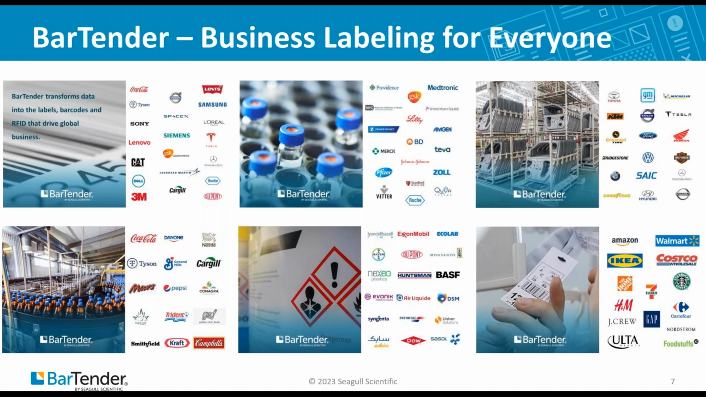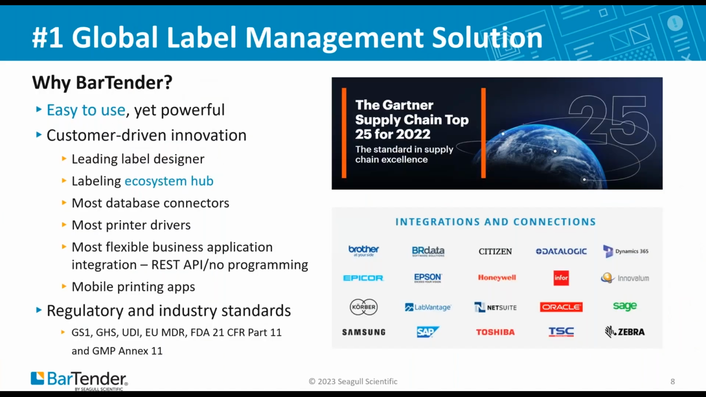Today, we have over 250,000 customers around the world printing over 50 billion labels per year. BarTender's advantages have made it the #1 label management solution in the world. Most important, BarTender is easy to use yet powerful. BarTender is at the center of our customers' labeling ecosystem, connecting their business data and business systems to their labels, to their printers, providing the highest performance, optimized printing from anywhere, anytime.